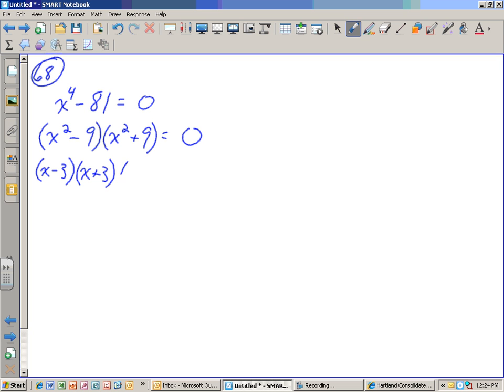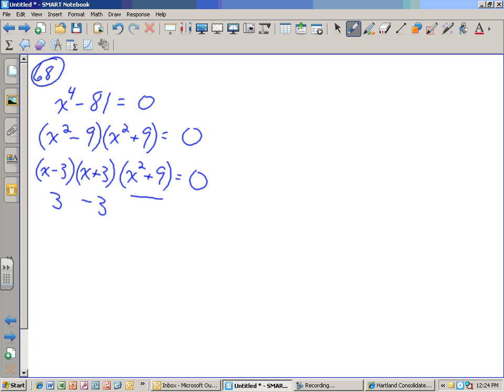The second parenthesis, I cannot factor the sum of two perfect squares. I can factor the difference of two perfect squares, but not the sum. So this third parenthesis, I cannot factor. So my solutions are 3, negative 3.